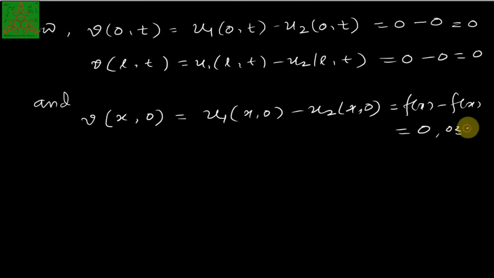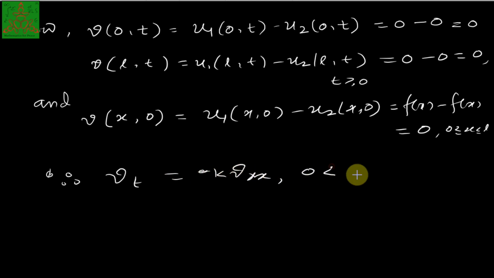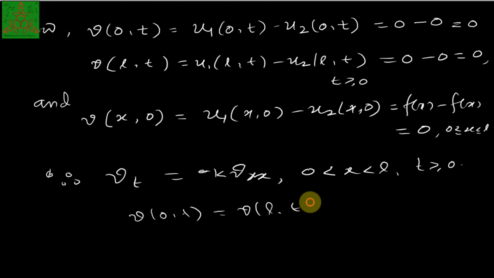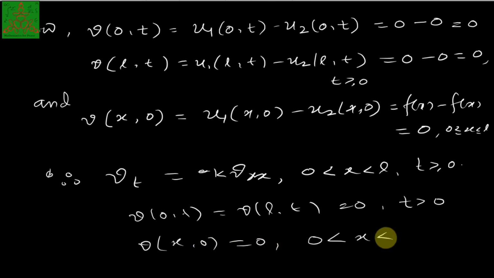This is true for any x between 0 and L, and for any t greater than or equal to 0. So now our problem is converted into one for v satisfying vt = k vxx, where x is between 0 and L and t is greater than or equal to 0, with v(0,t) = v(L,t) = 0 for any t greater than 0, and v(x,0) = 0 for any x between 0 and L. Therefore v is satisfying this problem.